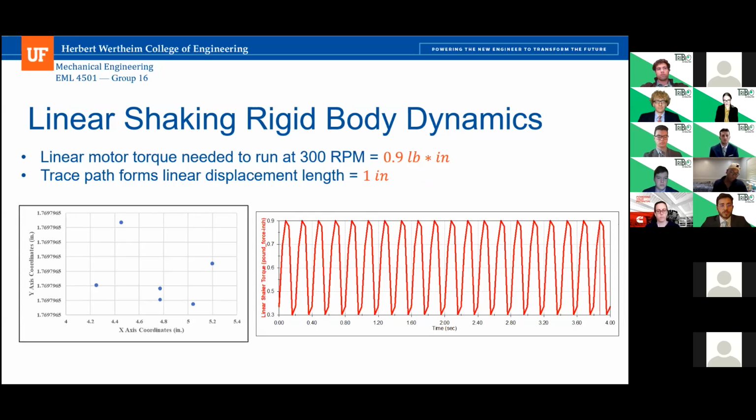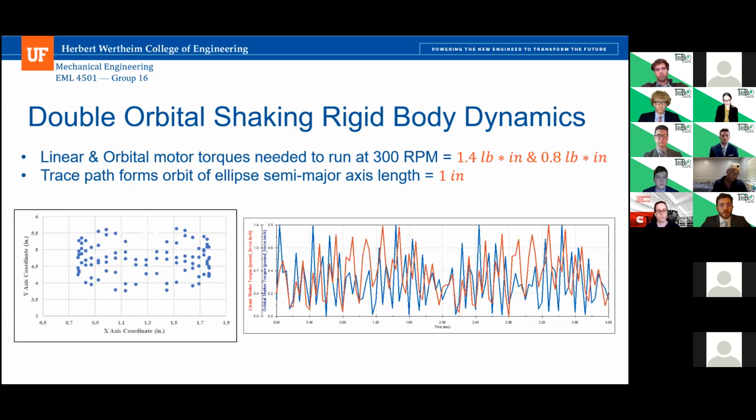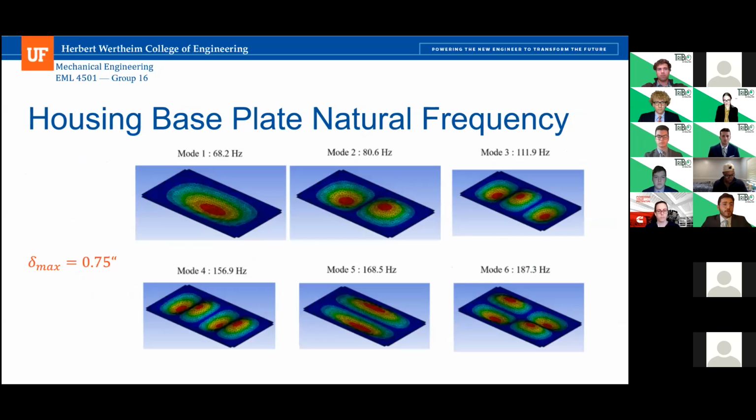If we go forward to the double orbital analysis, you can see that when you run the orbital motors 180 degrees out of phase, you're going to get double orbital motion, as can be seen in the rigid body dynamic analysis plot. Similarly, the torques were calculated for this RPM. The reason they're a little higher for one of the motors is the change in your moment of inertia as it's rotating through space. So basically, our motors are spec'd out to handle those different shaking patterns.